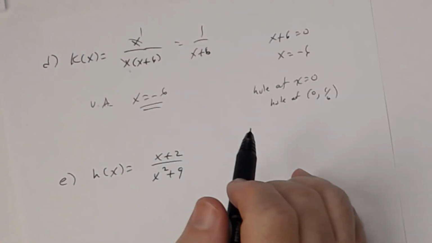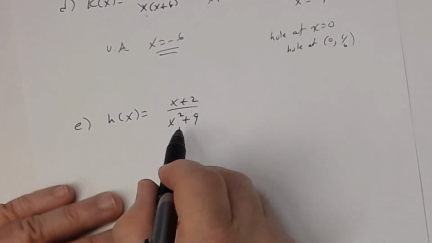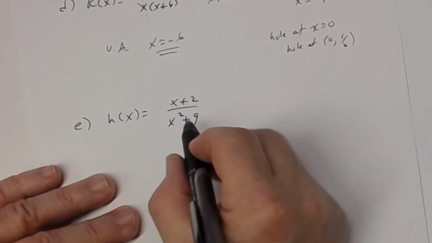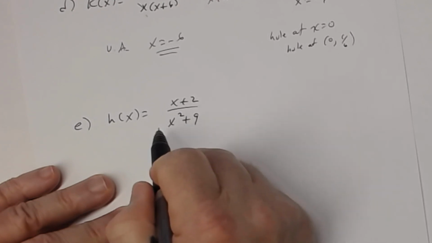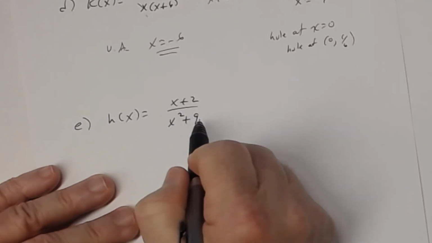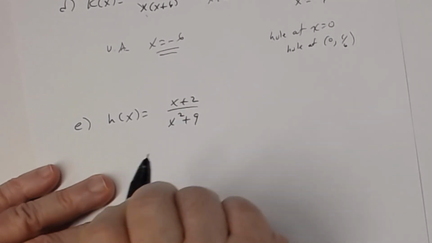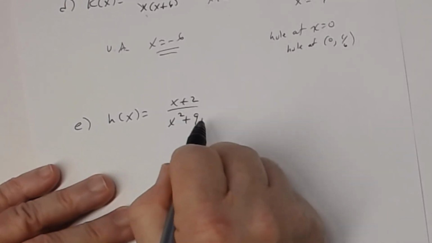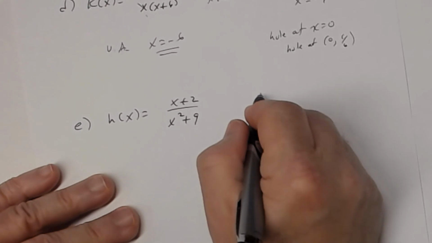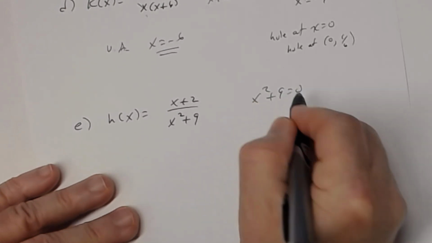Okay? All right. Now, look at this one. So remember when we did this one, I cannot factor the denominator. That's the sum of two squares. So you remember the sum of two squares cannot be factored. So there's nothing to do here in terms of factoring. Okay? Now, you have to ask yourself, where is x squared plus 9 equal to 0?